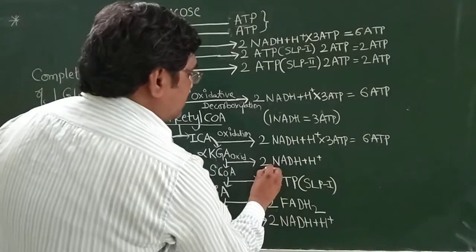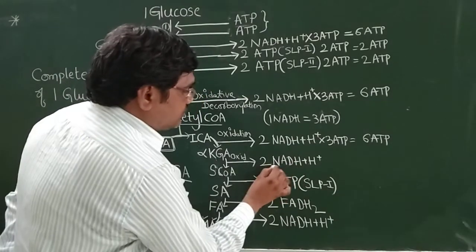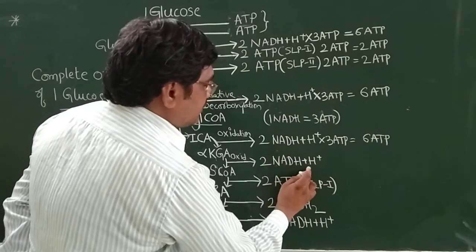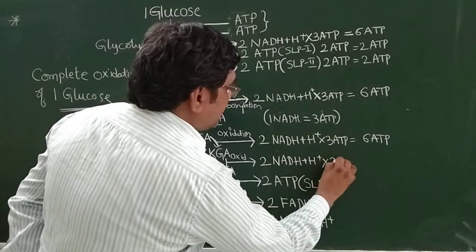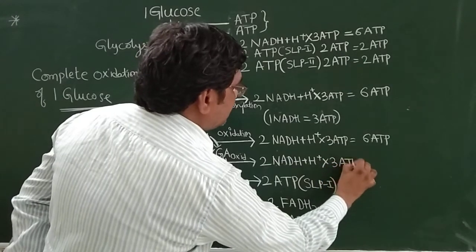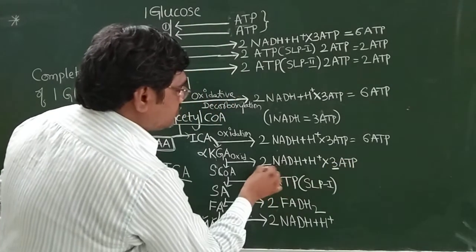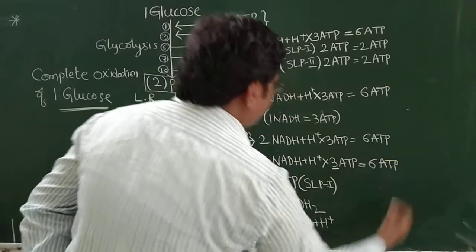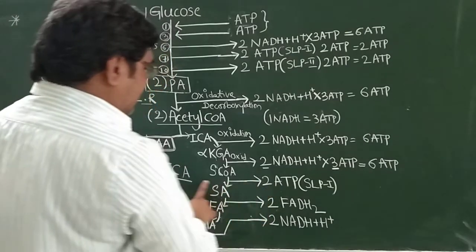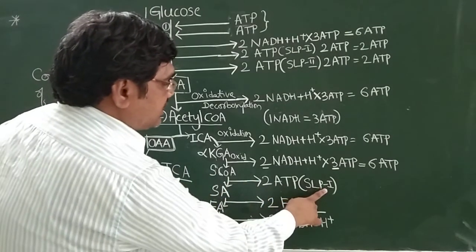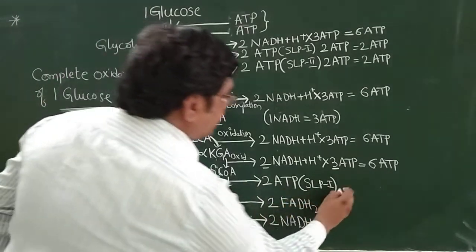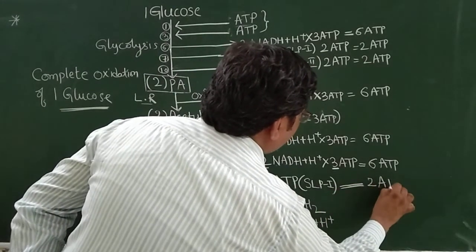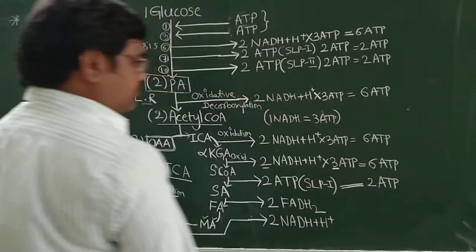So here also 2 NADH plus H plus are produced. 1 NADH is equal to 3 ATPs. So here 3 into 2, that is 6 ATP molecules are produced. So next in the Krebs cycle, substrate level phosphorylation is there. 2 ATP molecules, that is, directly ATP molecules are produced. Here 2 ATP molecules are there.